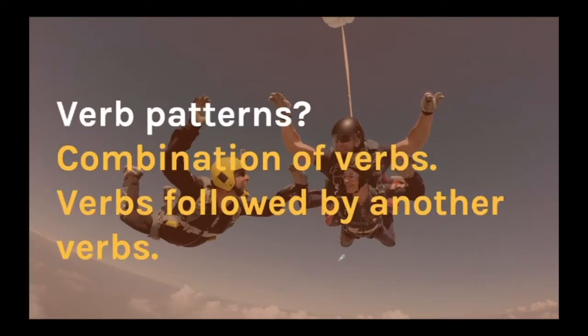Well, a verb pattern is a grammar structure that tells us when a verb is followed by another verb. We have already learned in our English course the structure of subject, verb, and object. And in this case, we're going to see what happens when the verb is followed by another verb. That is a verb pattern, a combination of verbs.